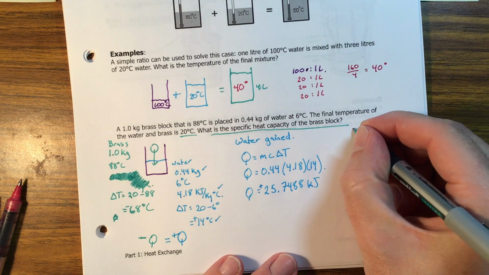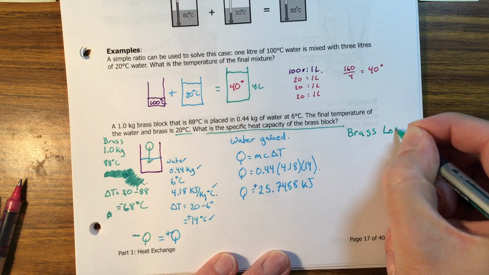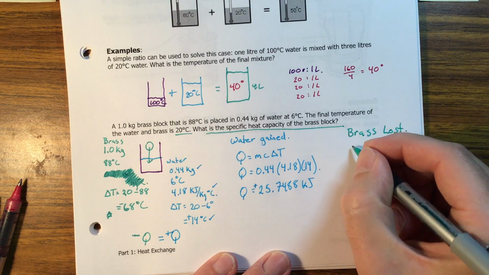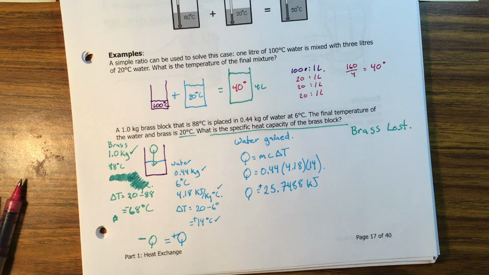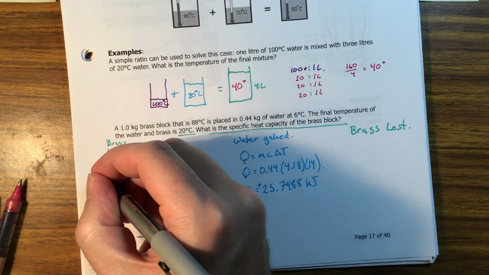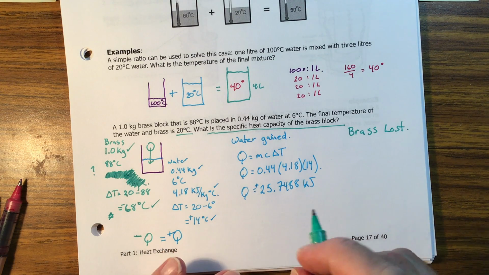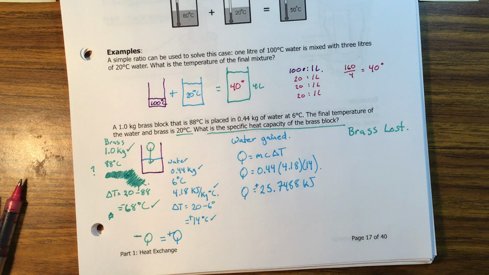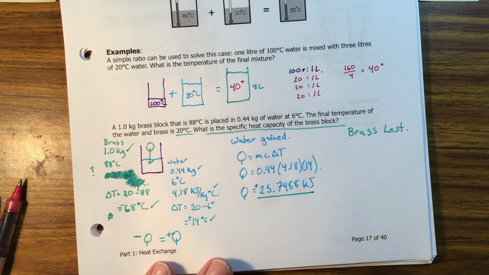Now let's look at our brass. Our brass lost energy. Now remember, for the brass, we know the mass. That's good. We know our change in temperature, that's good. We don't know our specific heat capacity. Well, we do, it's on our sheet, but we're trying to figure it out here. And we know how much energy the brass lost. The brass lost this amount of energy.